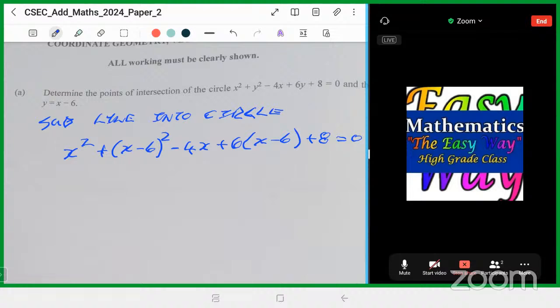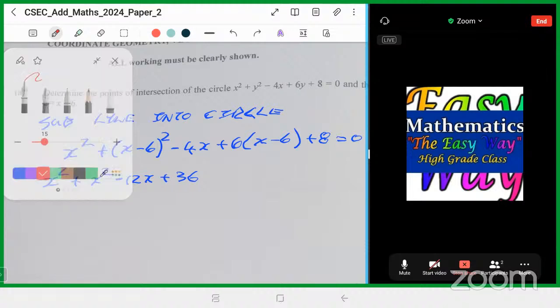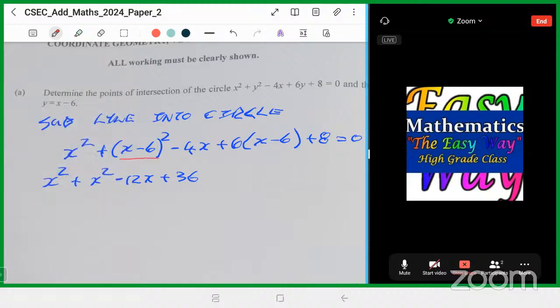All right, let's expand these. x squared, expansion of this one is x squared minus 12x plus 36. That's the first term squared. That's twice the product, multiply them and double it. Second term squared is that. Let's put a line to indicate that this is that.